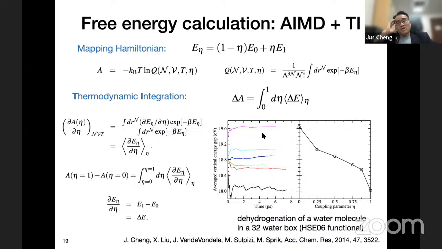These methodologies are well defined in the free energy calculation community, but just to point out that when we calculate a free energy, we really calculate the free energy difference. Absolute free energy is very difficult to converge. That basically says you need to calculate the partition function, which very often is not practical. But the free energy difference can be calculated by the so-called thermodynamic integration.